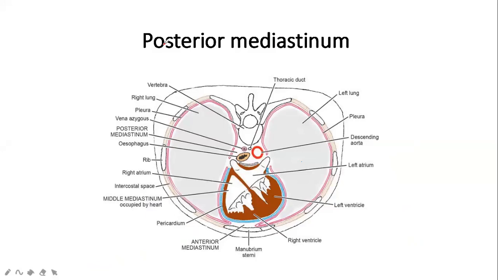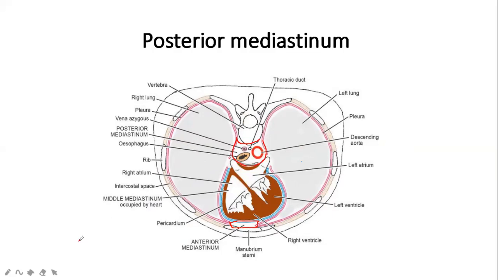Now let's talk about the posterior mediastinum. So now we're looking from above. That's a vertebra. That's the body wall. That is the pleura. That is the heart. That is the middle mediastinum, and that is the anterior mediastinum. You see that small space there, that's the smallest compartment, the anterior mediastinum, where we say there is the thymus. In the middle mediastinum, we have the heart and the pericardium. And the posterior mediastinum is where we have the great vessels and the esophagus.